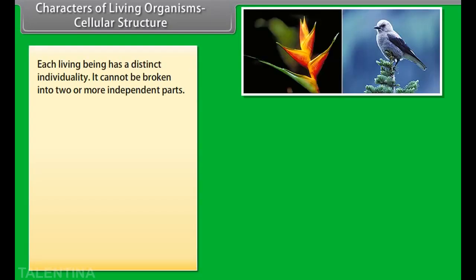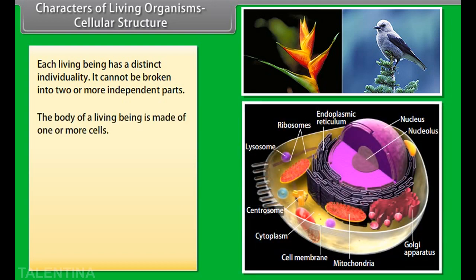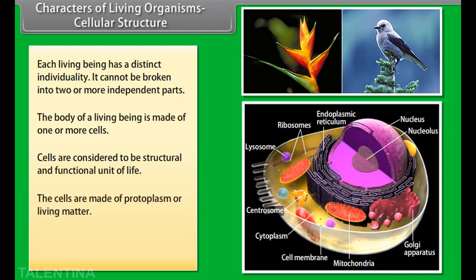Characters of living organisms. Cellular structure. Each living being has a distinct individuality. It cannot be broken into two or more independent parts. The body of a living being is made of one or more cells. Cells are considered to be a structural and functional unit of life. The cells are made of protoplasm or living matter. All the body functions and properties of life are due to protoplasm.